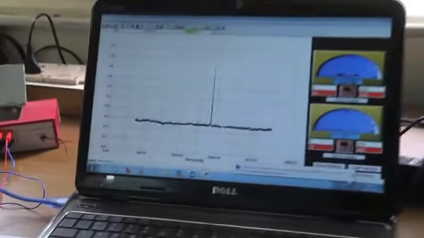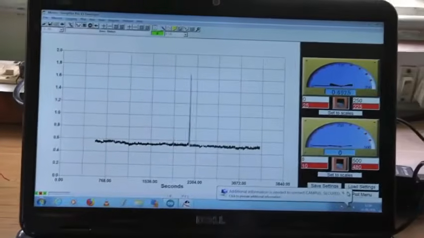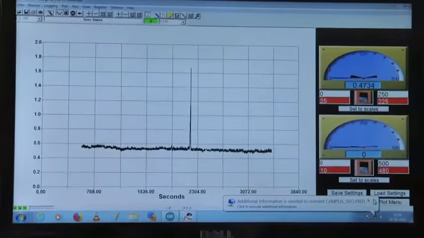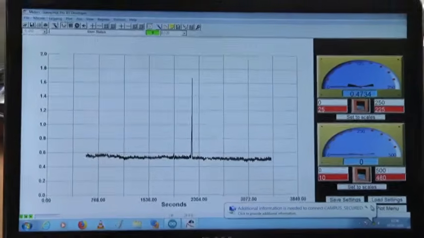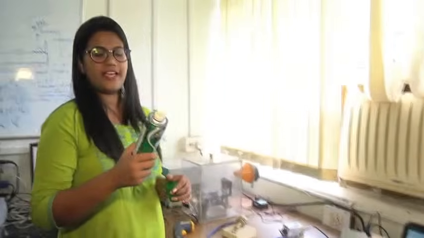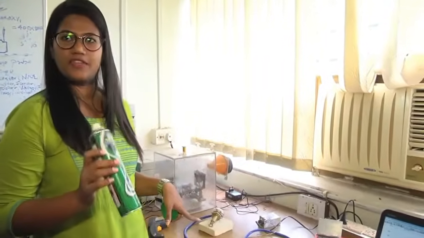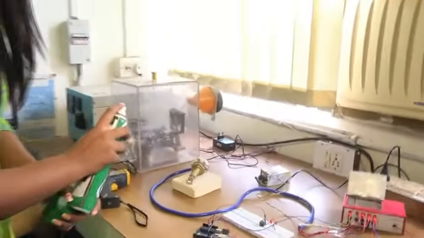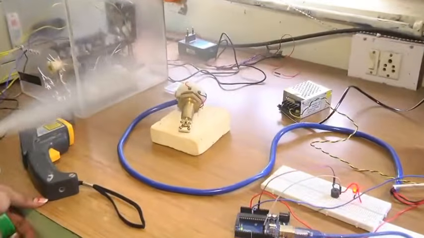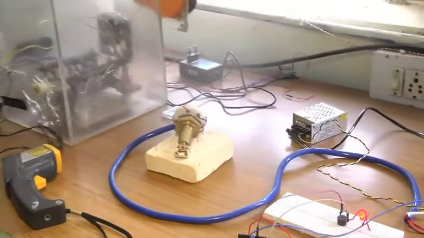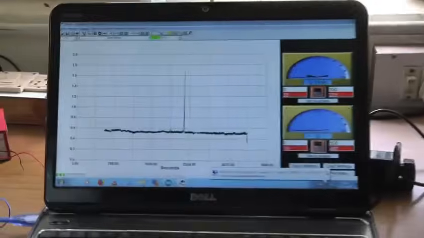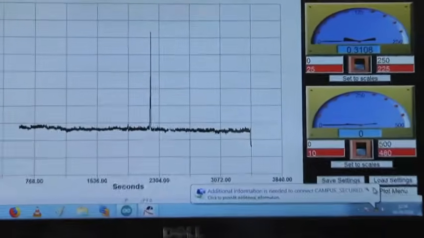A VOC, this freshener actually has some ethanol content, which is a VOC. So this particular sensor will detect this VOC. So let's see. You can see the response there, the voltage is falling, and it is able to detect that there is a volatile organic compound in the environment.